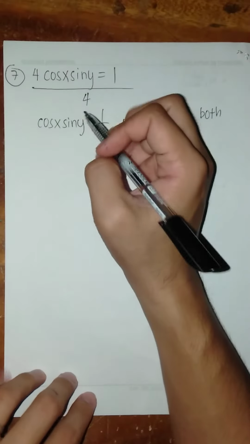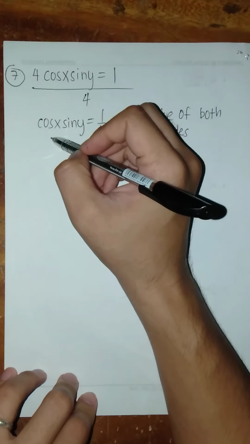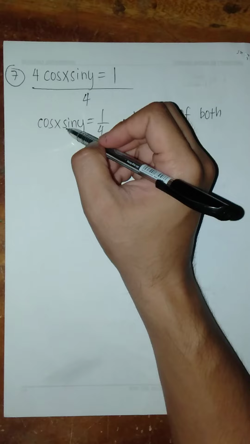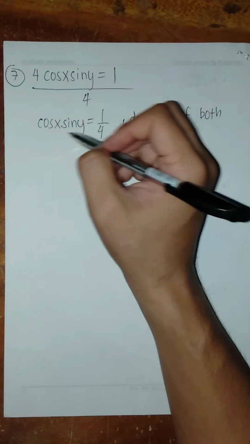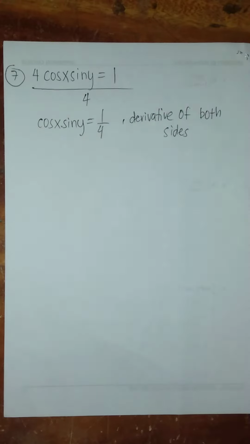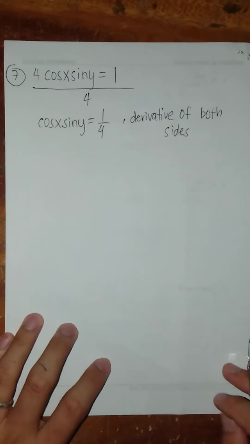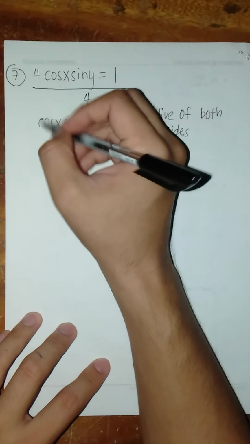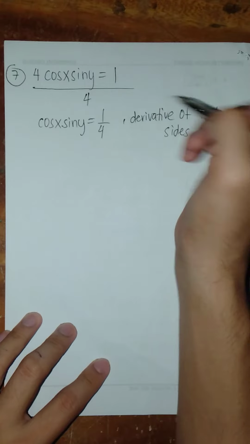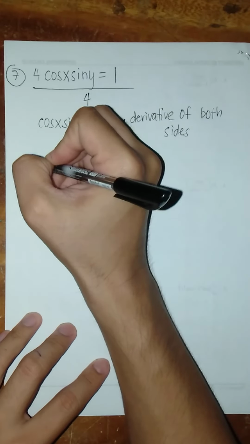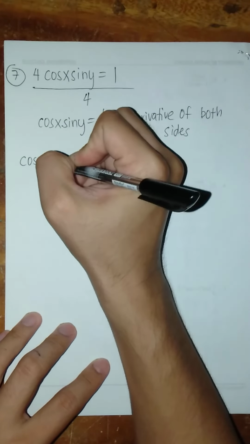Okay, so now, since we have here cosine x, anong operations sila nagjo-join? So, product, diba? So, naka-multiply. So, pag naka-multiply, it means product rule. So, by applying product rule, yung first function mo, copyhin mo. Ayan guys, follow. So, cosine x times.